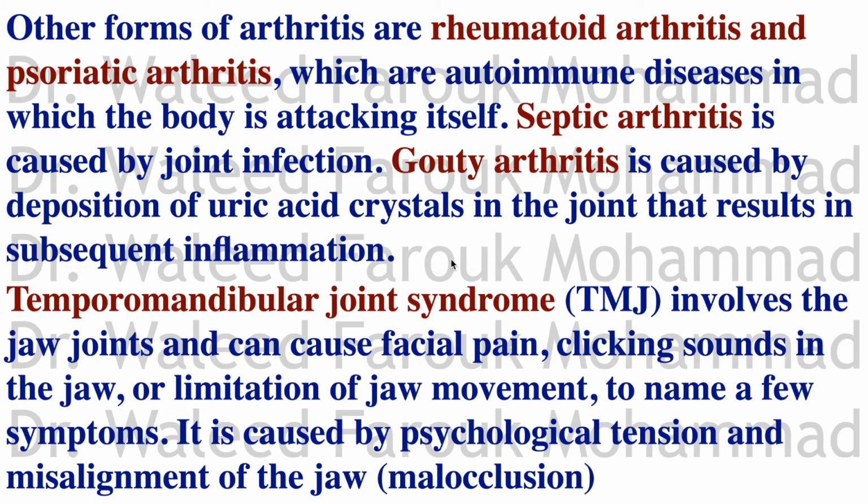Other forms of arthritis, which are autoimmune, include rheumatoid arthritis and psoriatic arthritis. There is also septic arthritis and gouty arthritis, which is gout. It's caused by the deposition of uric acid crystals in the joint, which results in the inflammation of the joint itself.